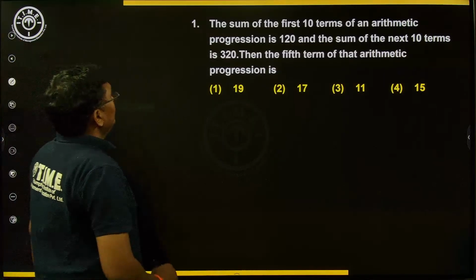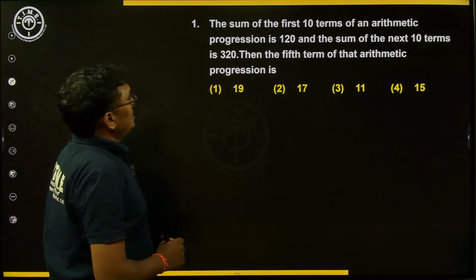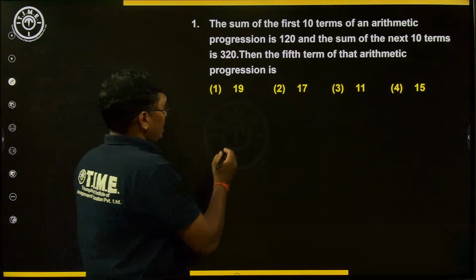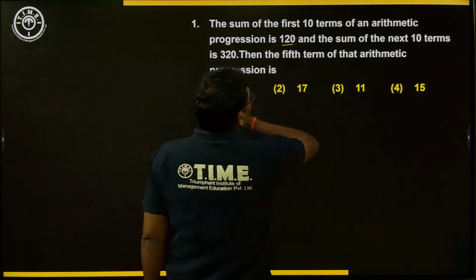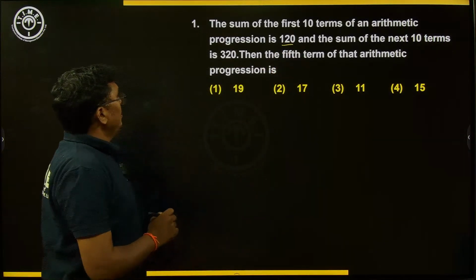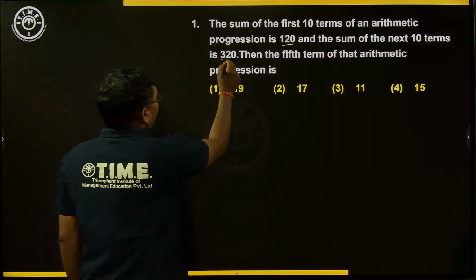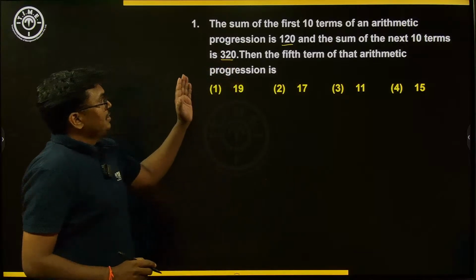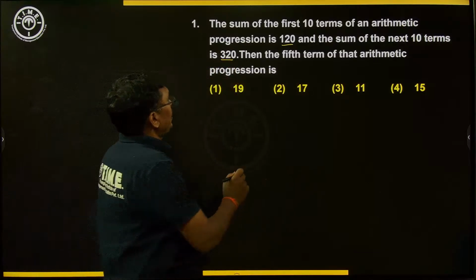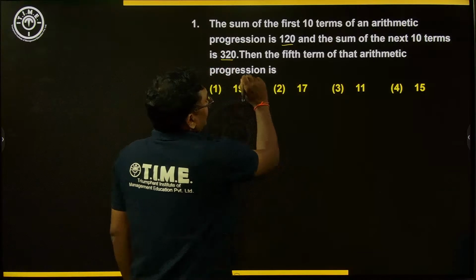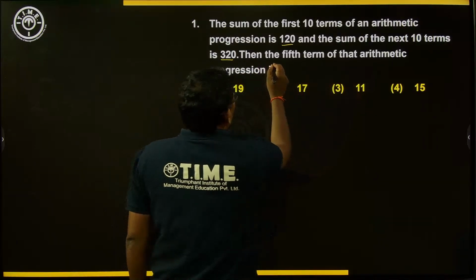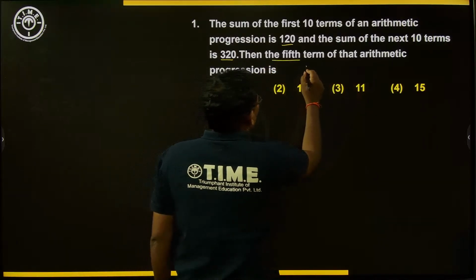So the sum of the first 10 terms of an arithmetic progression is 120 and the sum of the next 10 terms is 320. So it is not the first 10, it is the next 10. Next, the fifth term of that arithmetic progression, so you have to find T5.